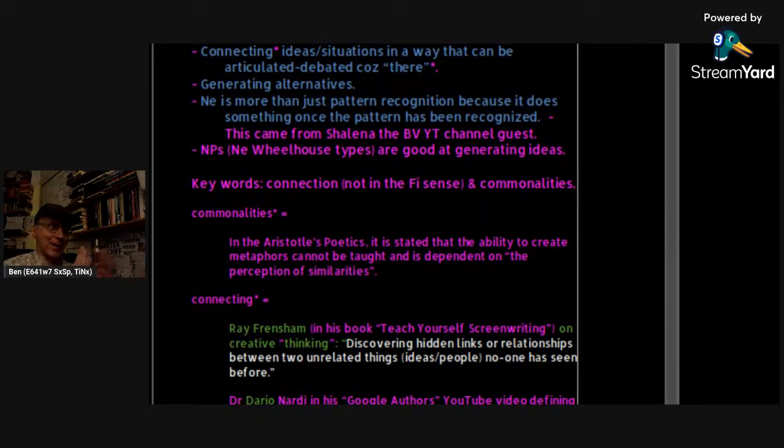I like to keep it separate. This is where I get the Ti assertive, and I start getting, no, that's thinking. That's intuition. Those are separate. Discovering hidden links or relationships between two things seemingly unrelated to most people. Ideas people no one has seen before.